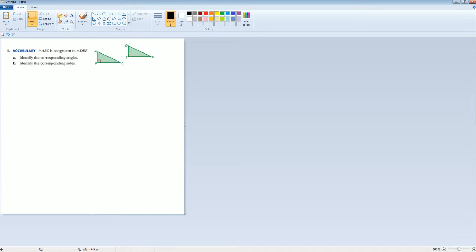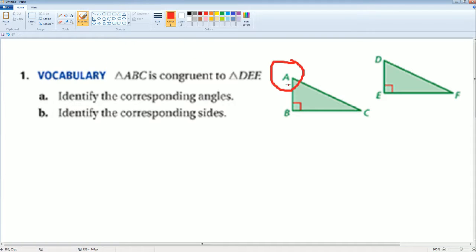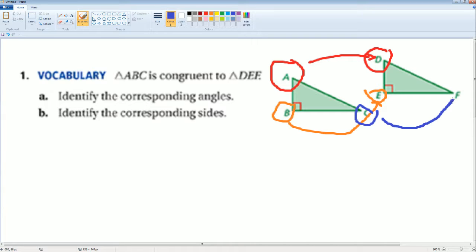Very straightforward. I'm going to underline the line right here. Do you see A? A is the same thing as D. B is going to be the same thing as E. And blue, which is going to be C, is the same thing as F. Notice, it's the same order like this. C is the same thing as F. Orange was B, the same thing as E, and red A is the same thing as D.